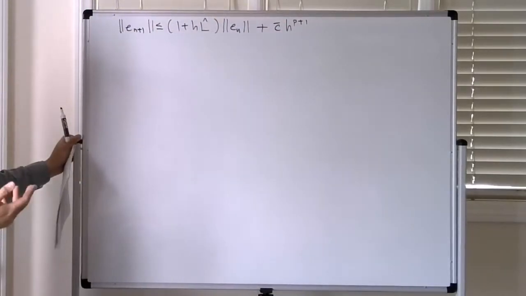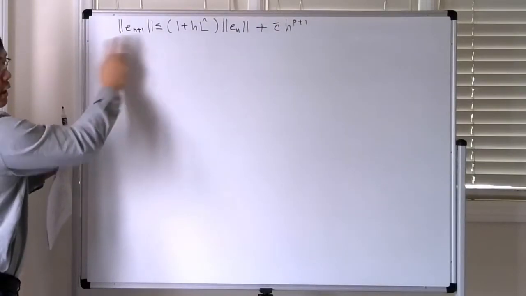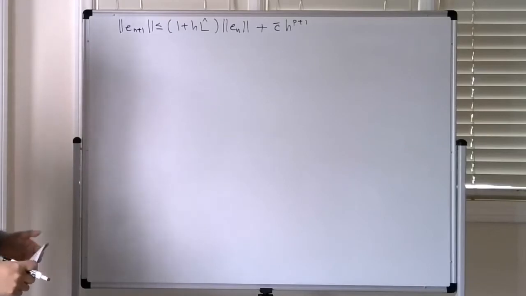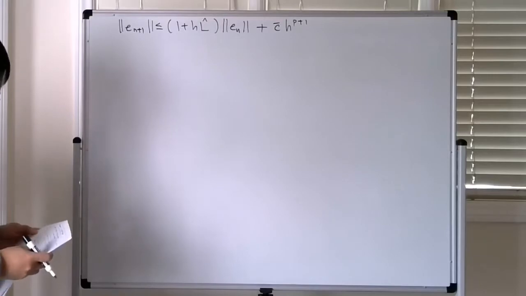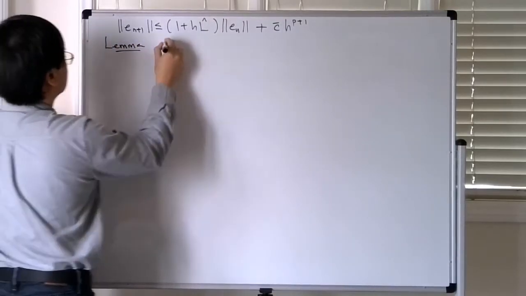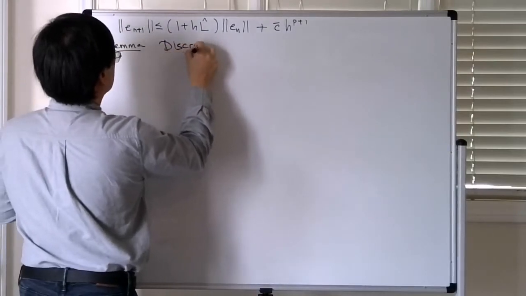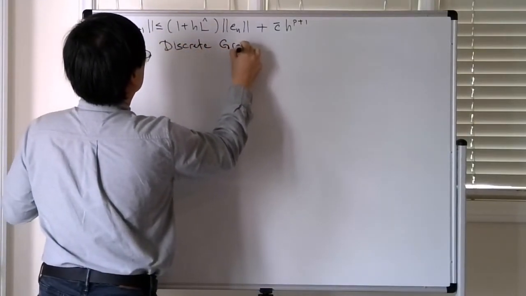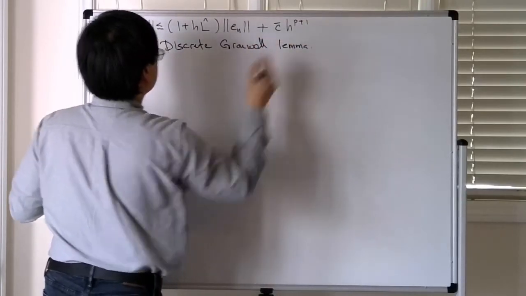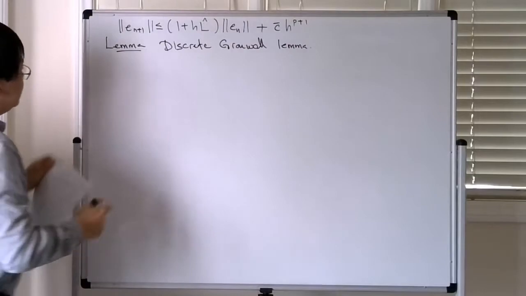Okay, so what we want to do is take this error recurrence and establish some sort of inequality about the error at the nth stage. And the way one does this is through a lemma, which is called the Discrete Gronwall lemma. Okay, and so let me just state this.